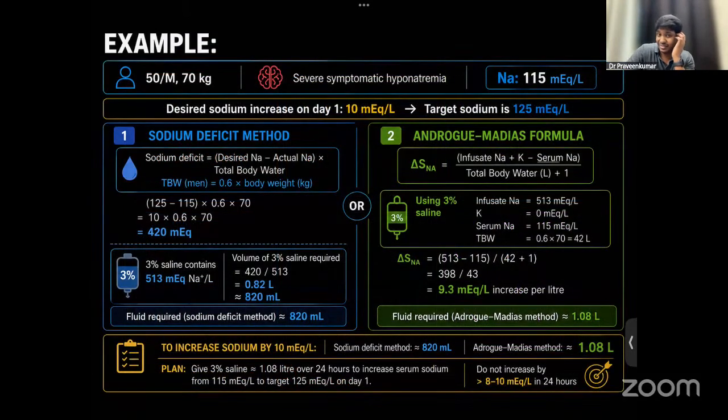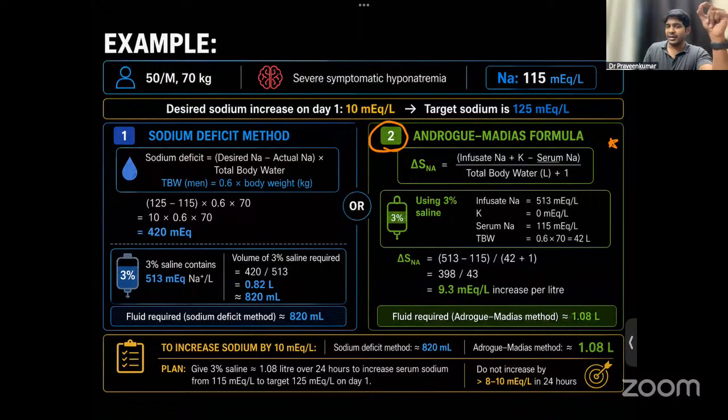So next, I'll ask you to take a screenshot of this slide also. Extremely important, especially the second part, the formula. So I told you the first day increase in plasma sodium is 10 milliequivalents, or 8 milliequivalents, or 6 milliequivalents, we know.